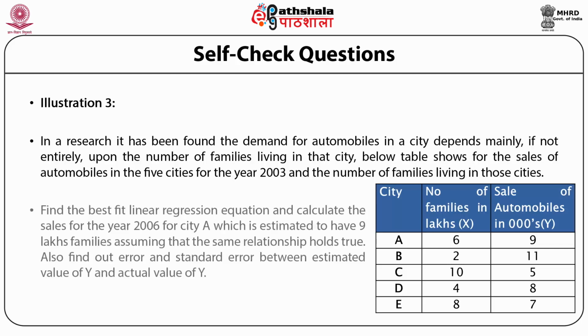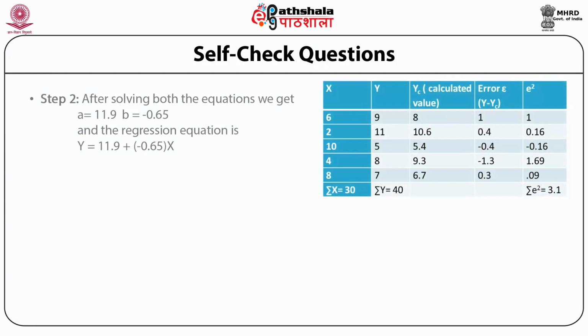Now we are required to find the best fit linear equation and calculate the sales for the year 2006 for city A, which is estimated to have 9 lakh families, assuming that the same relationship holds true. You are also required to find the error and the standard error between the estimated value of y and the actual value. Simply, we will start again by determining the values of a and b. We know these are the two equations we are supposed to use. By putting in the respective values that we solve with the help of the table, we are able to find the values of a and b.